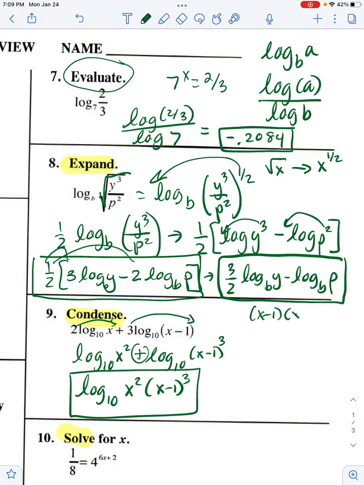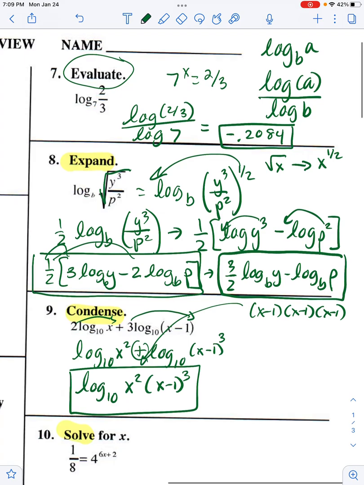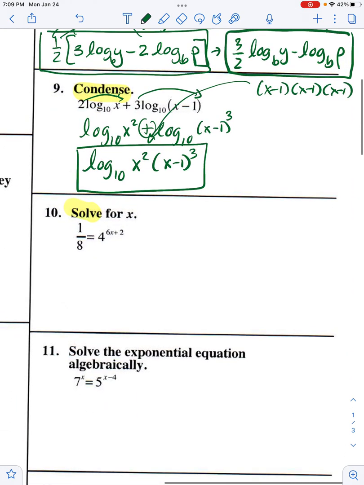And then you can stop there because otherwise you would have to do x minus 1 times x minus 1 times x minus 1, which would be a lot of multiplying, and then still multiply it by the x squared. So we're going to call it good right there.